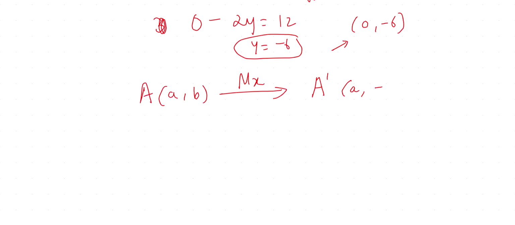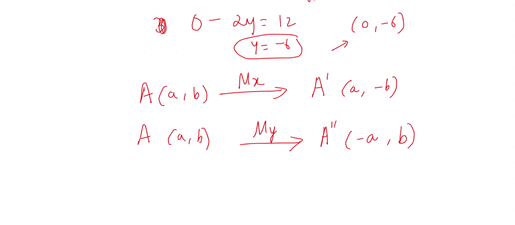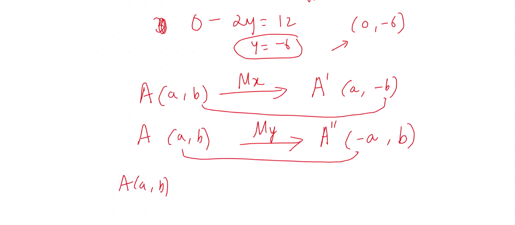And the same A comma B, if I reflect it about the y-axis, then I get another point A double dash where the B coordinate doesn't undergo any change, but the A becomes negative A. That is the x. The x changes. Here, the y has changed in the first case. What about a point where I reflect it about the origin? Then everything will change. That is, both the x and the y coordinates will undergo change in the sign.